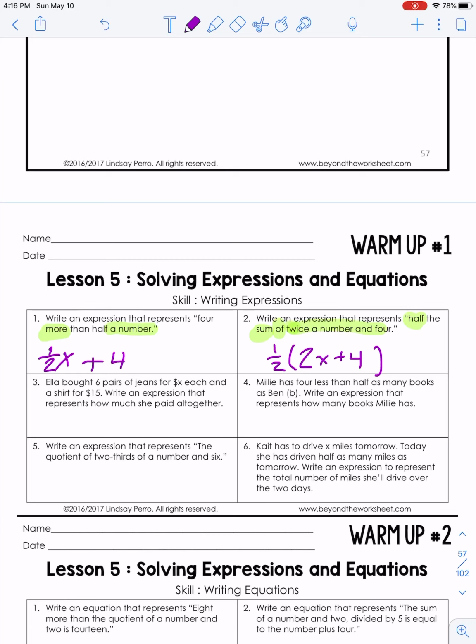Then we have Ella bought 6 pairs of jeans for X dollars. So we have X dollars each and a shirt for 15. Write an expression that represents how much she paid altogether. So an important piece. So she bought 6 pairs of jeans for X amount of dollars. So we don't know how much the jeans cost, so we take our 6 pairs times the cost. Then she also bought a shirt, so add on 15. So we'd have 6x plus 15.